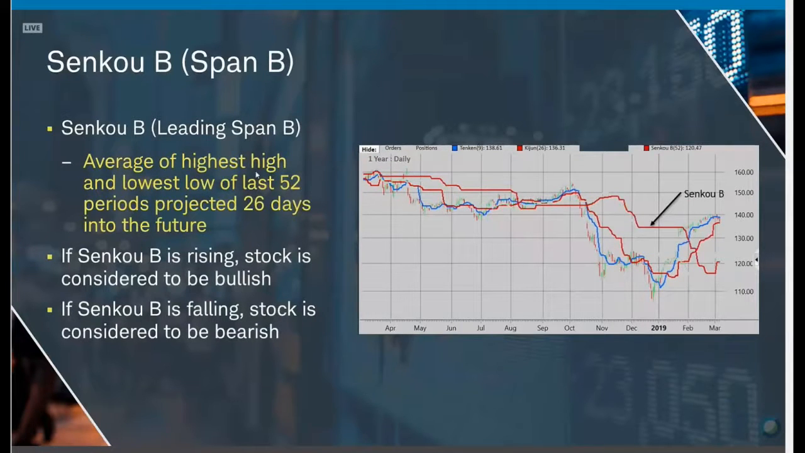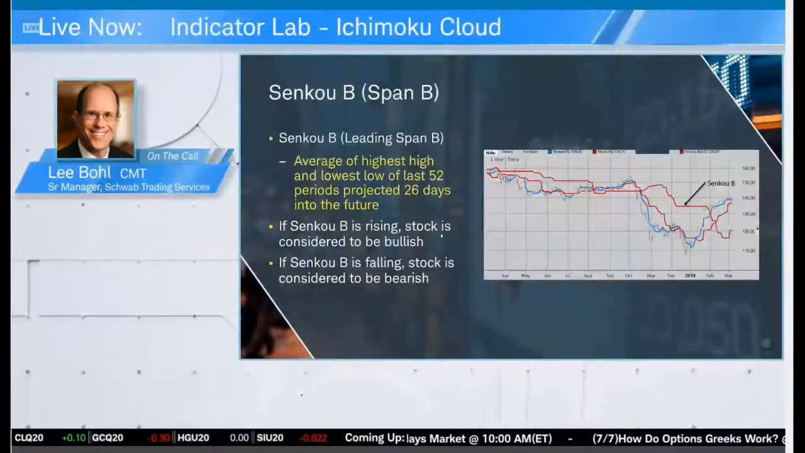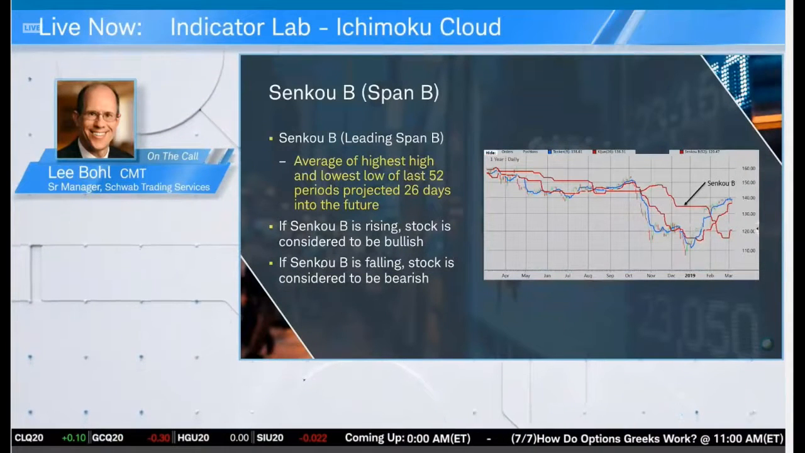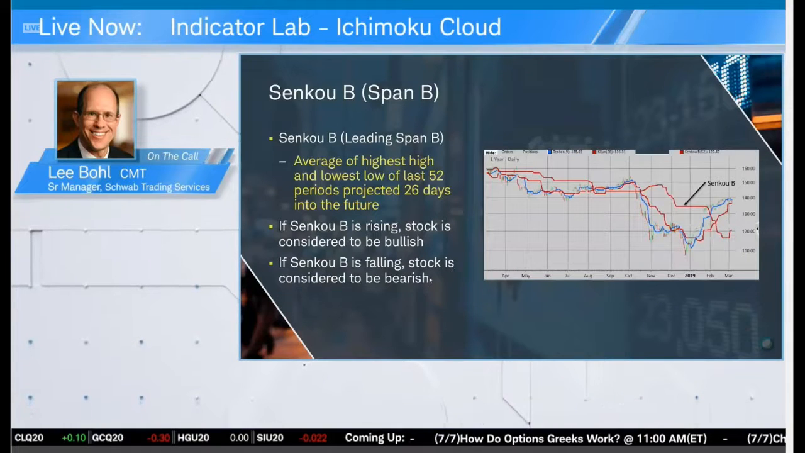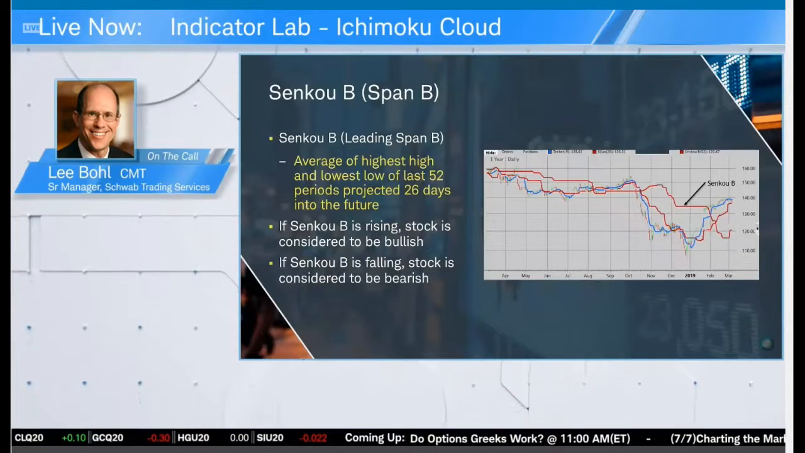So it is the average of the highest high and lowest low of the last 52 periods, again, projected 26 days into the future. Once again, for a longer term trend, if Senko B is rising, the stock is considered to be bullish. If Senko B is falling, the stock is considered to be bearish.